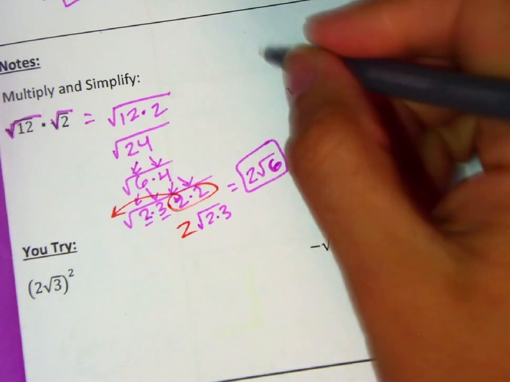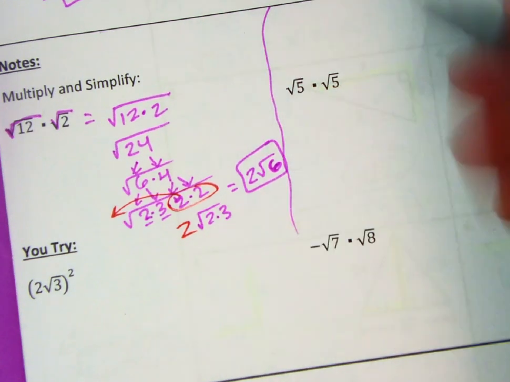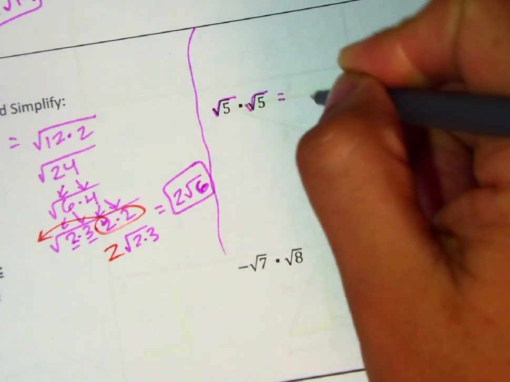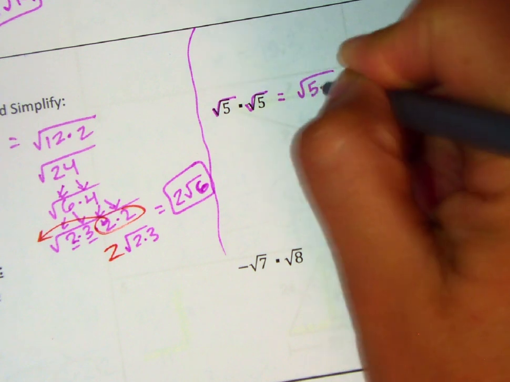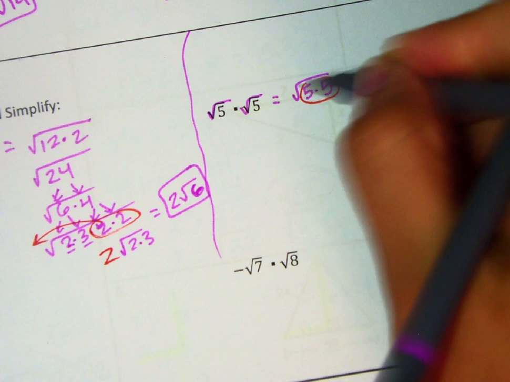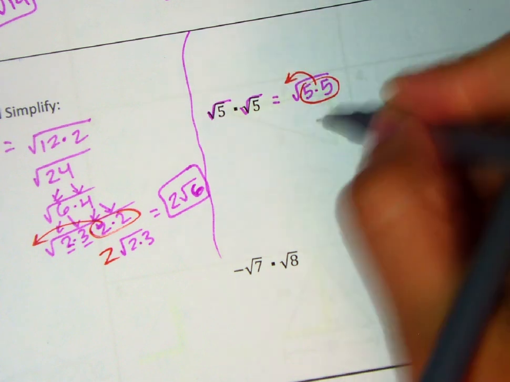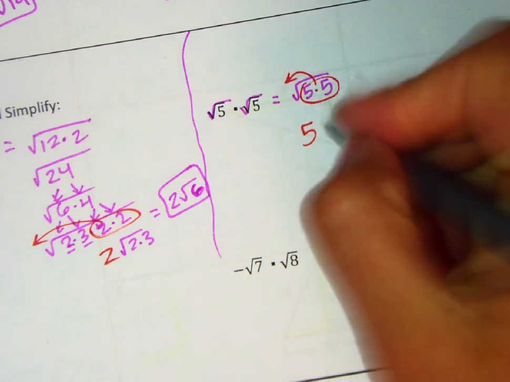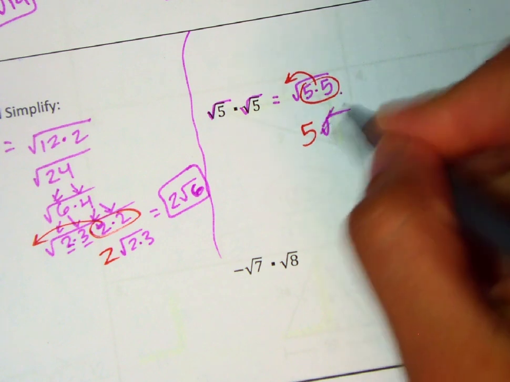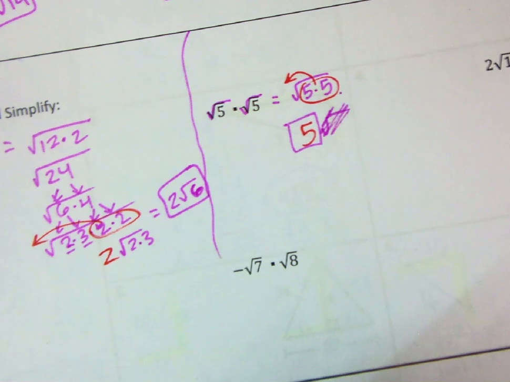Okay, so for the next one, we have square root of 5 times square root of 5. And if you merge these because they are the same root, you could look at it as 5 times 5. And if it's the same whole number, 5 and 5 comes out as 5. There are no other numbers inside the radical, so the radical disappears, and the answer here is 5.